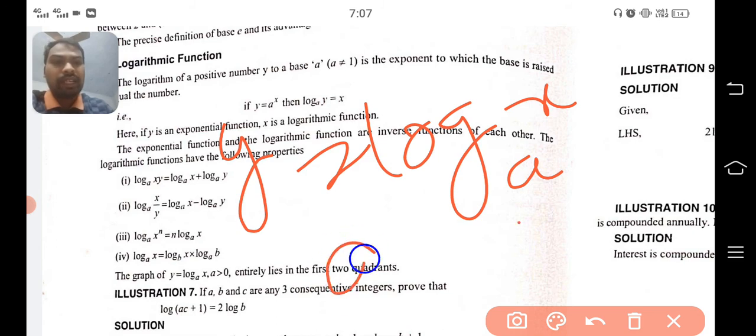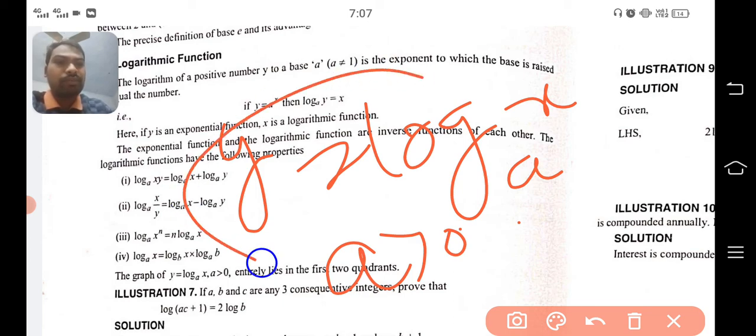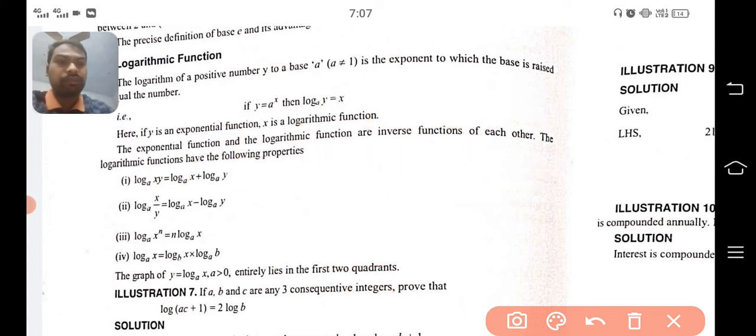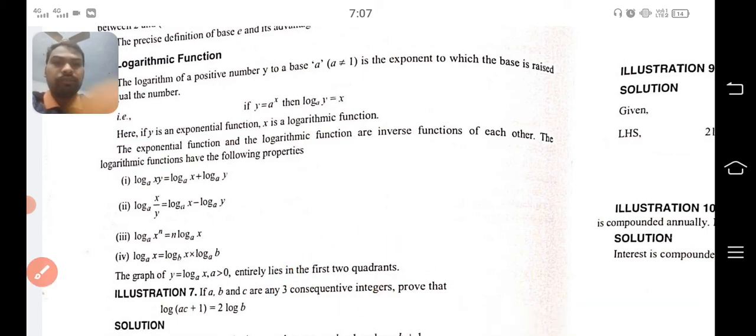Where a is positive, the graph lies entirely in the first two quadrants. So all these graphs lie entirely in the first two quadrants. Whenever we are plotting the graph, it should lie in the first two quadrants.